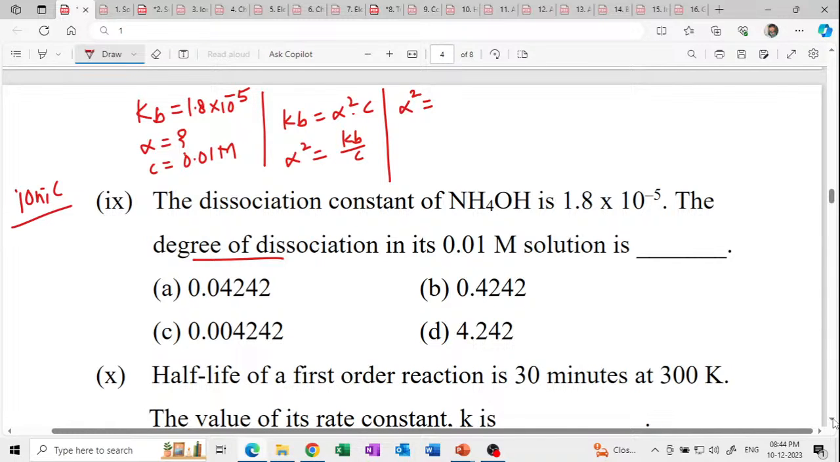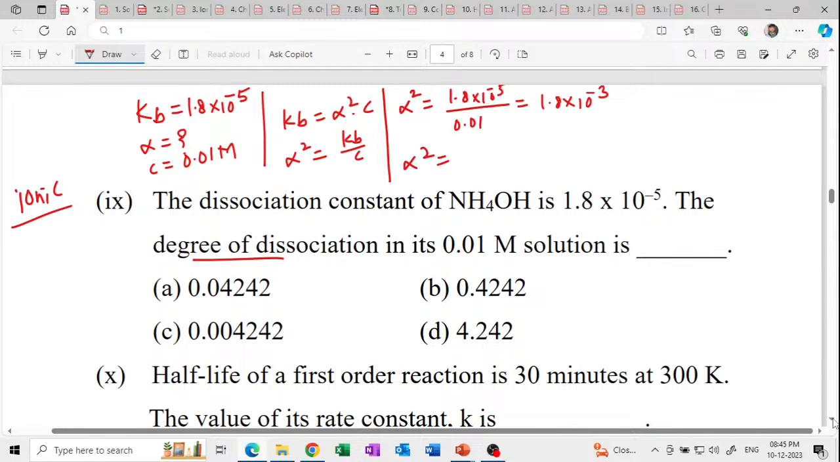What is the concentration C? 0.01. So what value is left behind? 1.8 into 10 raised to how much? This is 10 raised to minus 2, so coming to the numerator it becomes 10 raised to plus 2. So it is 10 raised to minus 3. So alpha square is equal to how much value is left behind? This is 1.8.